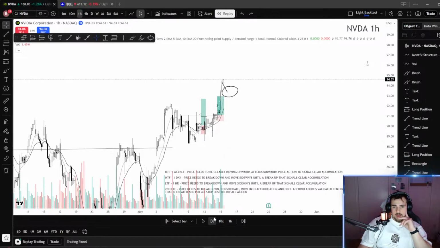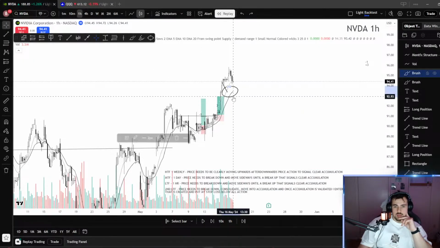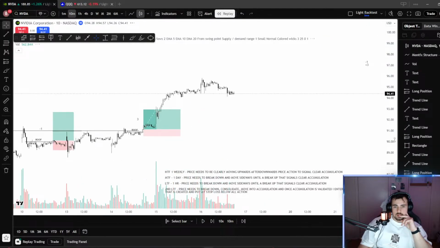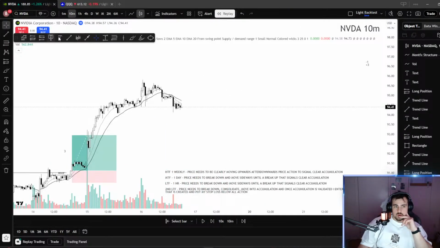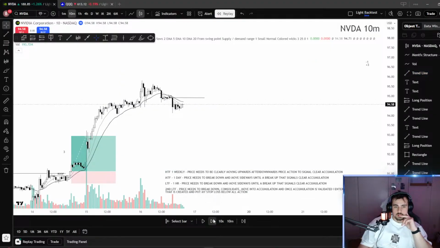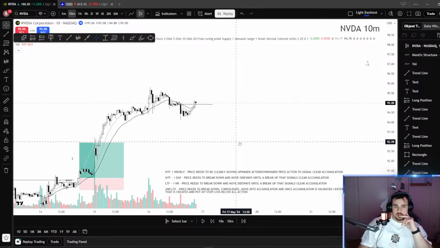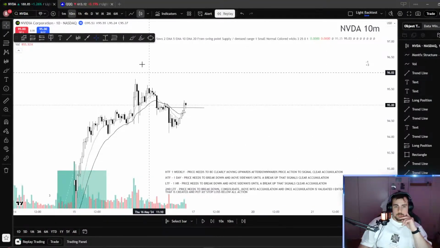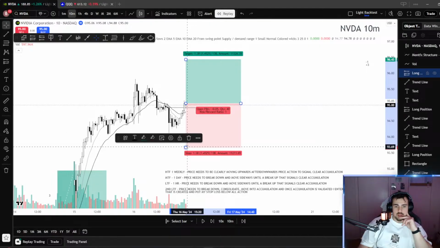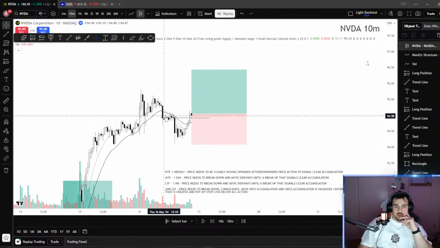Let's see if we get the pullback. Boom, we get a pullback. Let's see if the 10-minute can create some sort of roof in amongst this area here. This would be my trade. Close that candle, stop loss below all highs. I would consider this the roof here because price kind of bounced off it a couple times.